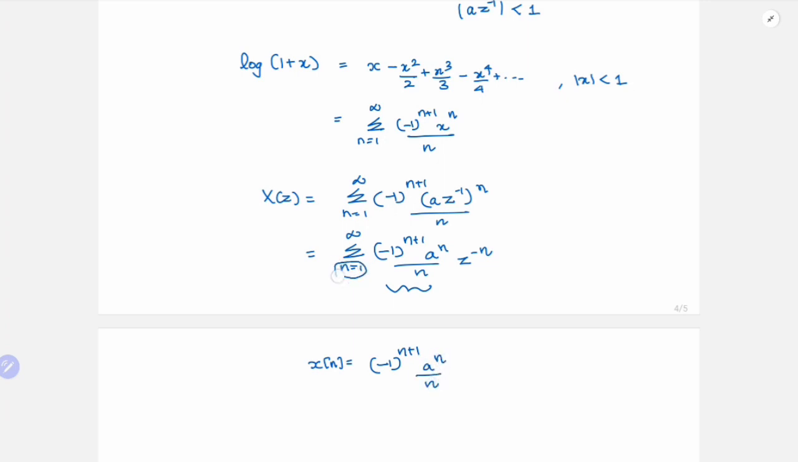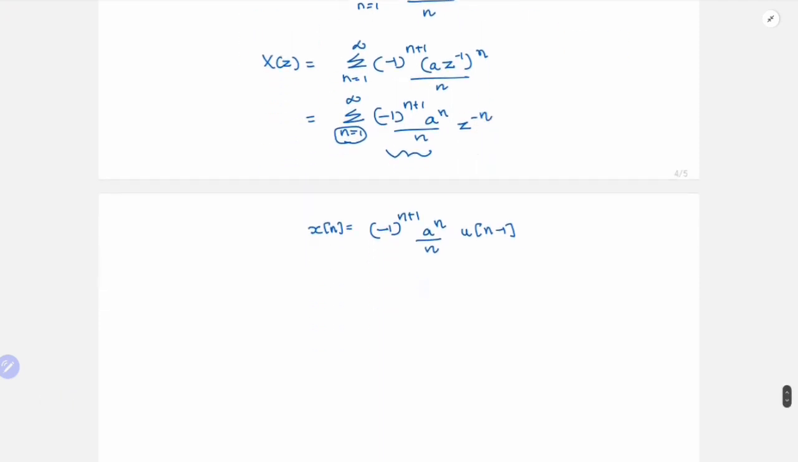And if you notice the summation, it is starting from 1. So which means that you should also include u of n minus 1. So these are the two simple methods of finding your inverse Z transform without actually implementing the inverse Z transform equation. Okay. So now let us move on to the properties of Z transform.